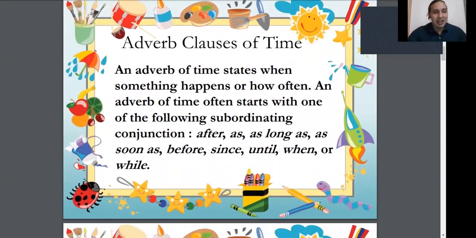Adverb clauses of time. An adverb of time states when something happens or how often. An adverb of time often starts with one of the following subordinating conjunctions: after, as long as, as soon as, before, since, until, when, or while.